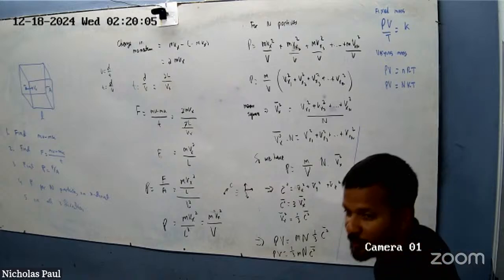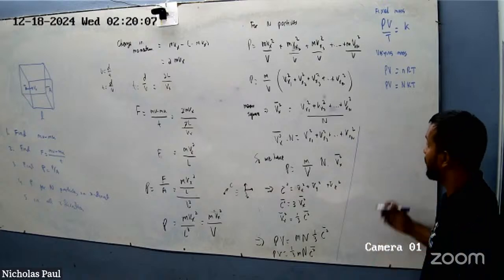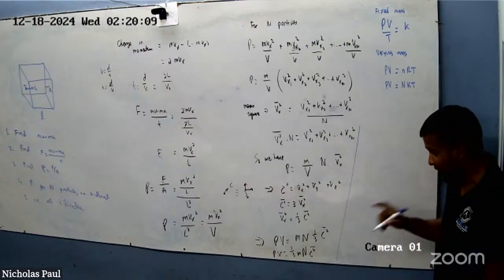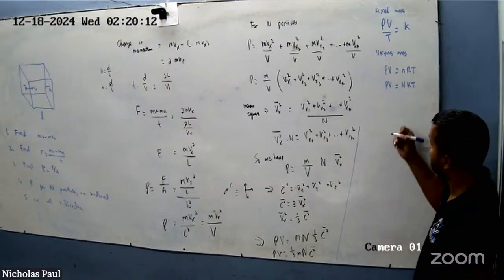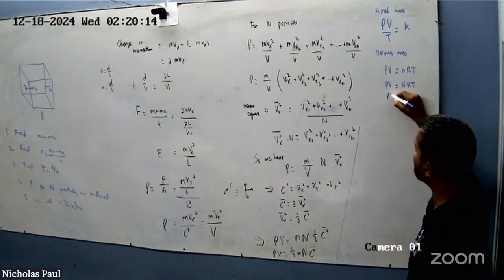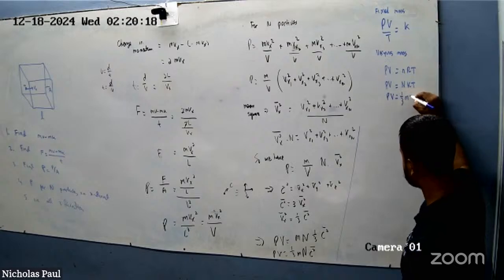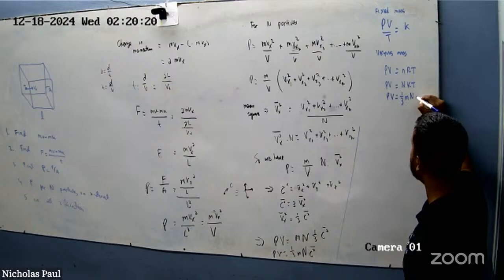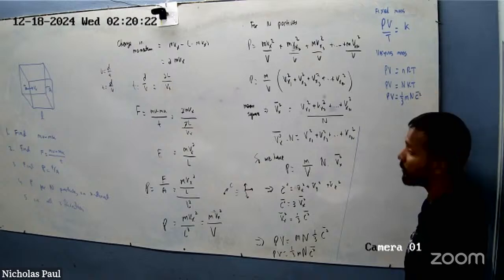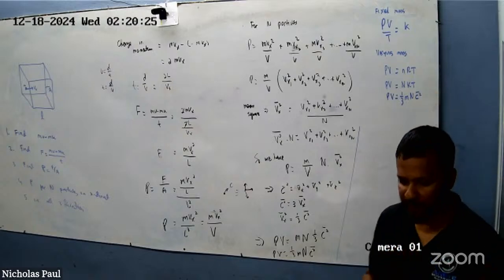Alright, so what's here? Last thing, please. Here's what we need, right? I am adding a next formula here. PV is equal to 1/3 mn mean squared. Right?